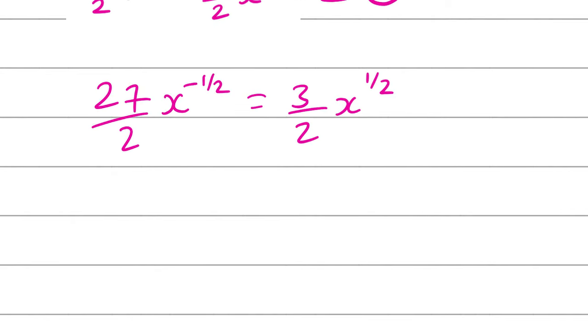Then what could I do? Multiply both sides by 2. Divide both sides by 3. So I get 9x to the negative a half equals x to the half. Okay? What happens now, though, if I multiply both sides by x to the negative a half? So you remove... No, you don't remove. Why don't you multiply by positive a half? Positive a half. Yeah, because we shift you.